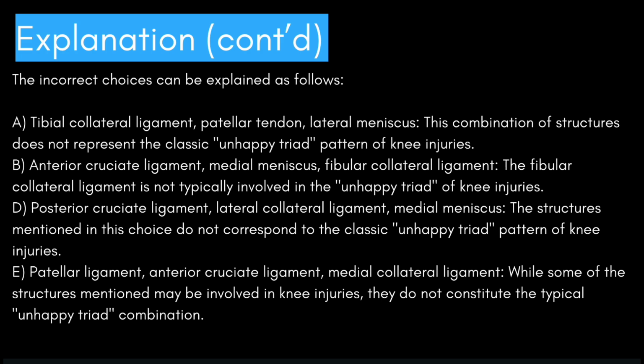Posterior cruciate ligament, lateral collateral ligament, medial meniscus. The structures mentioned in this choice do not correspond to the classic unhappy triad pattern of knee injuries. Patellar ligament, anterior cruciate ligament, medial collateral ligament. While some of the structures mentioned may be involved in knee injuries, they do not constitute the typical unhappy triad combination.